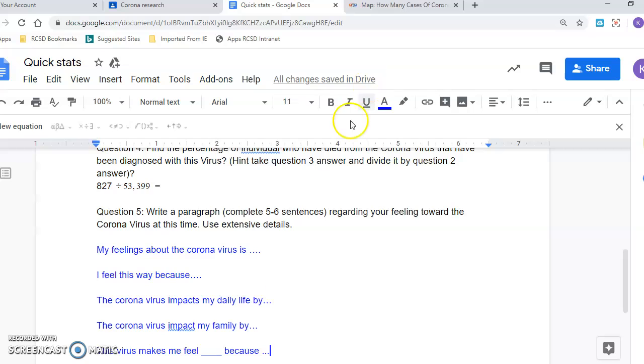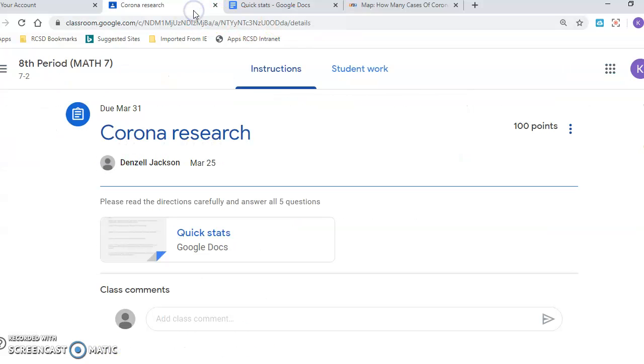And then, okay, so now to finish up, I should have a turn in button up here. I should be able to just click that and it will turn in my assignment. Or I could go back to this and there's a submit or turn in button on this page too.